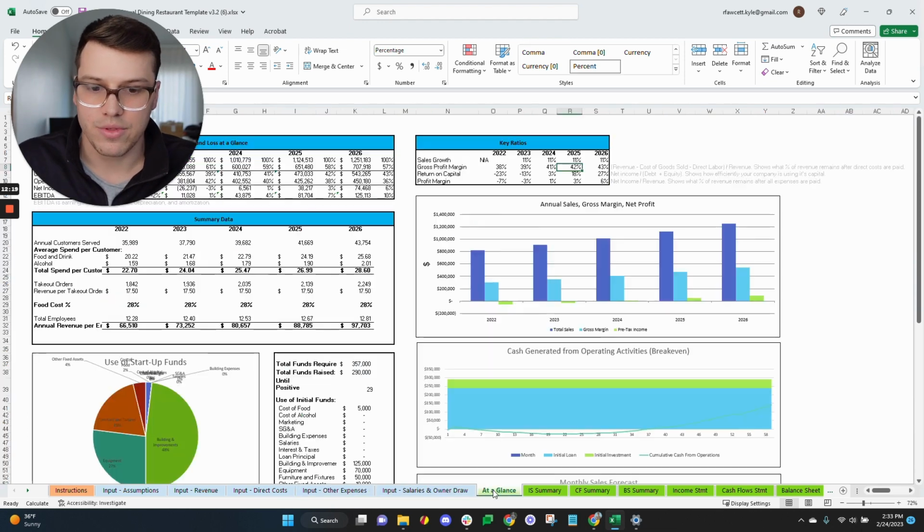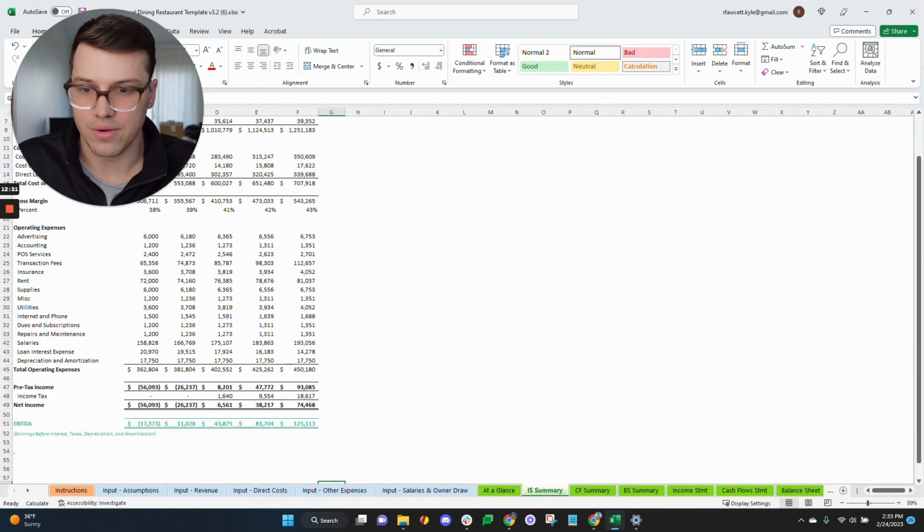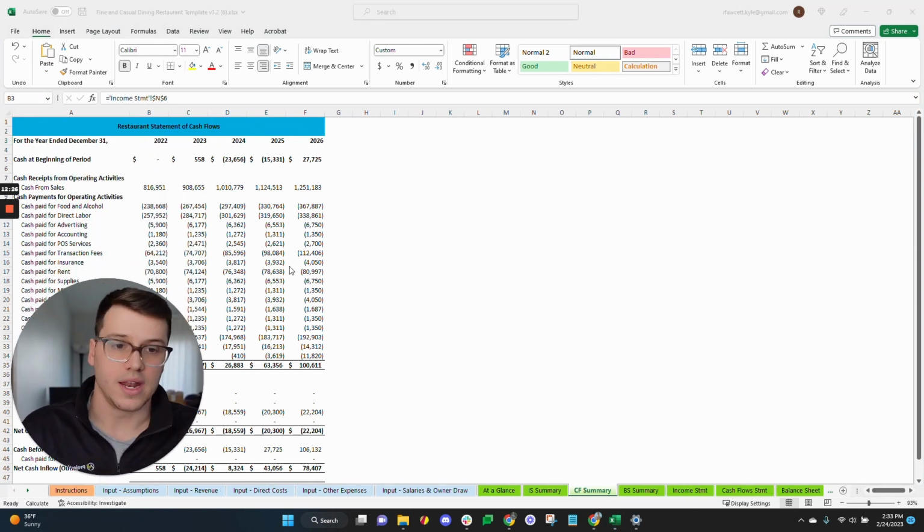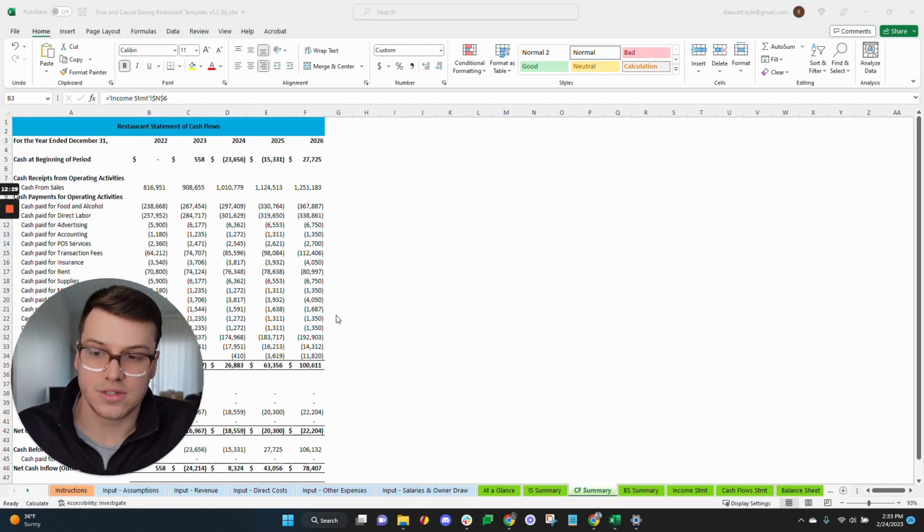Very simple to go through this, and then it's going to generate all of these numbers for you, these nice financial statements that your lender is going to require. And again, with all of our experience as being SBA lenders, myself and our founder Adam, these templates were built with that in mind, so we know what the lender is looking for.